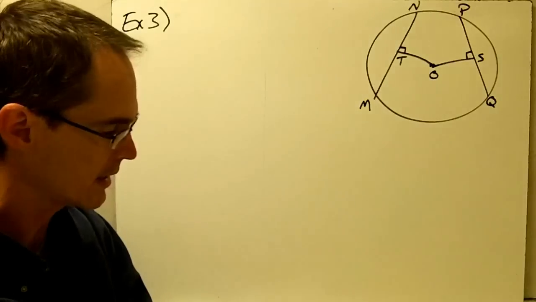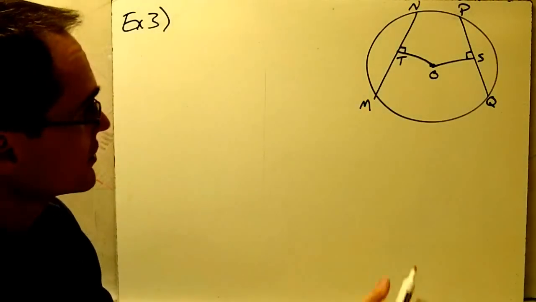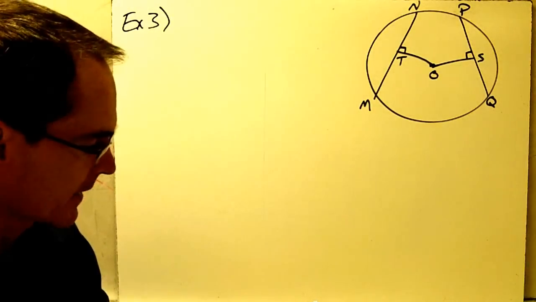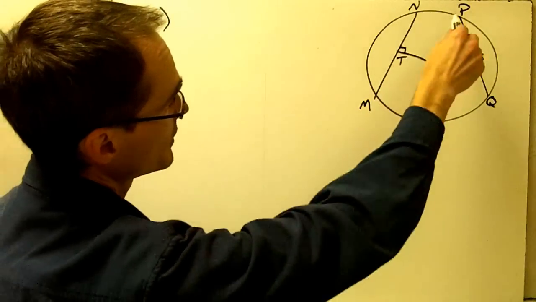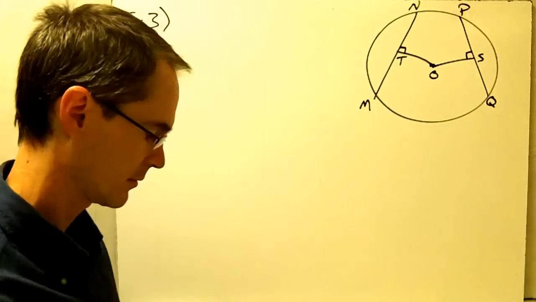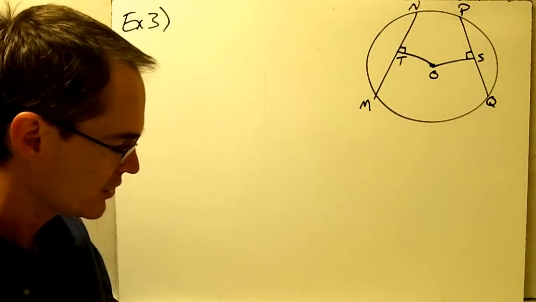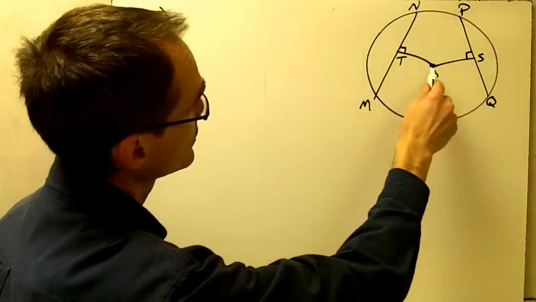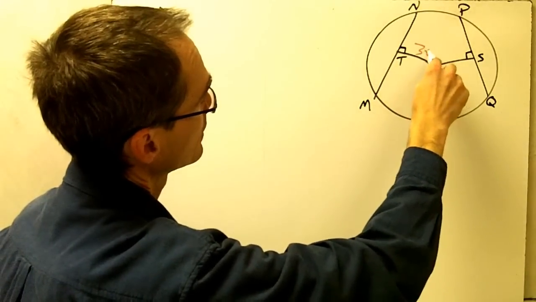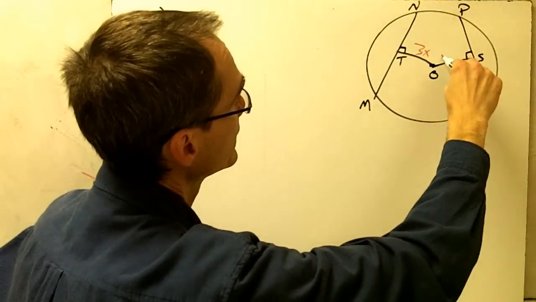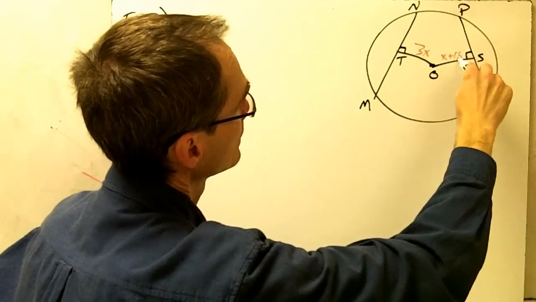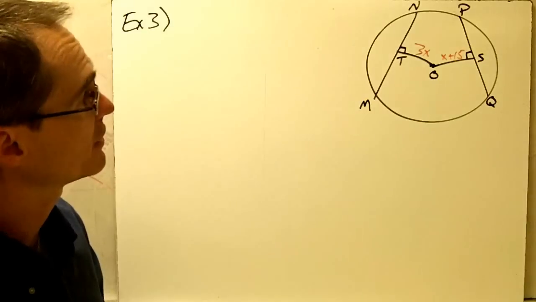Example number 3. In circle O, segment MN is congruent to segment PQ. So these two chords here are congruent. If OT equals 3x, so here's OT, and OS equals x plus 15, what is the value of x?